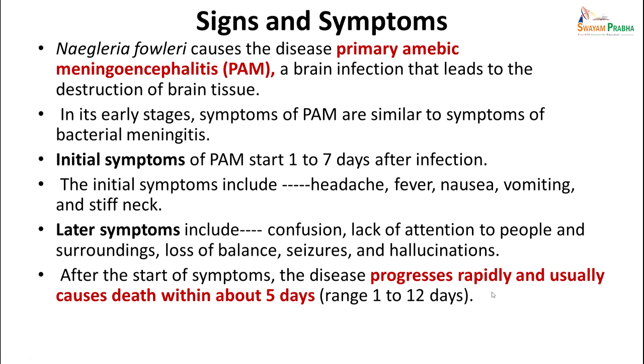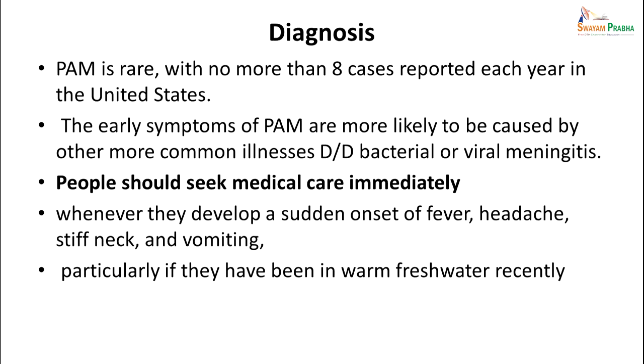So the signs and symptoms of primary amoebic encephalitis: in the early stages the patient will have signs and symptoms similar to any bacterial meningitis, and usually they start within 1 to 7 days. Initial symptoms would be like any bacterial meningitis, so there will be headache, fever, nausea, vomiting, and stiff neck. Later symptoms, however, include confusion, lack of attention to surroundings, loss of balance, seizures, and may include hallucinations. After the start of the symptoms, the disease progresses rapidly and usually causes death within a week or so, less than a week, maybe in 5 days, 1 to 12 days.